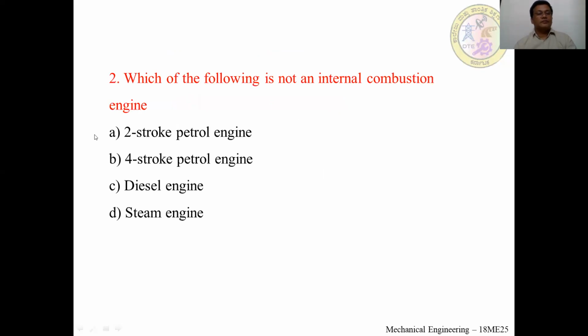Then the second question, which of the following is not an internal combustion engine? The options are 2-stroke petrol engine, 4-stroke petrol engine, diesel engine, and steam engine. We already discussed this in the previous slides, and the right answer is steam engine, because in a steam engine, the combustion process takes place outside the engine cylinder.